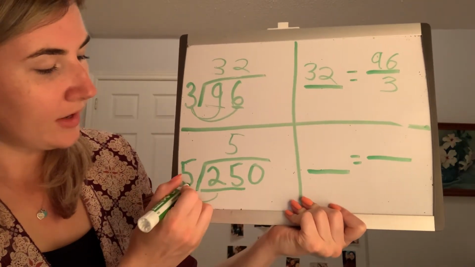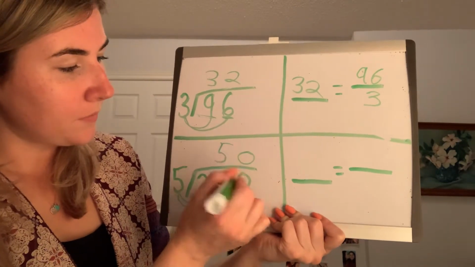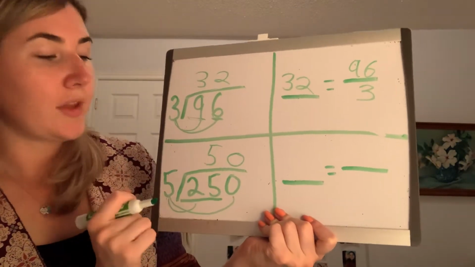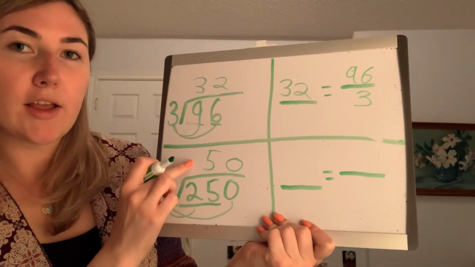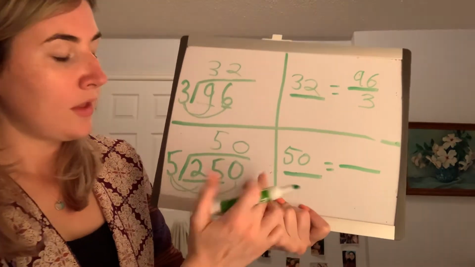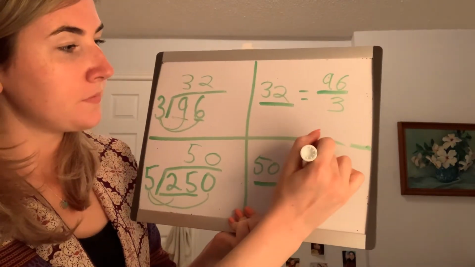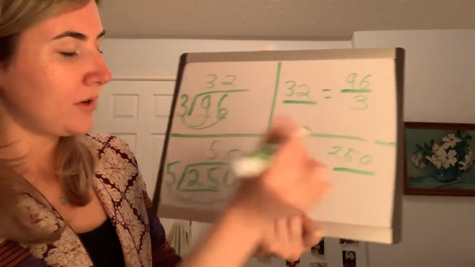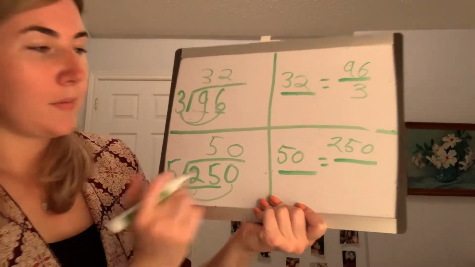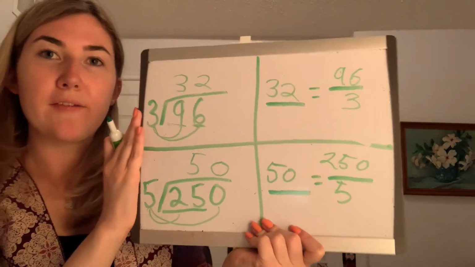And next we look at, can 5 go into 0? And the answer is 0. So then we have 50. So again, the number that's above the division line will be our whole number, 50. The number underneath the division line is our top number, and the one at the side will be our bottom number. So there we have it.